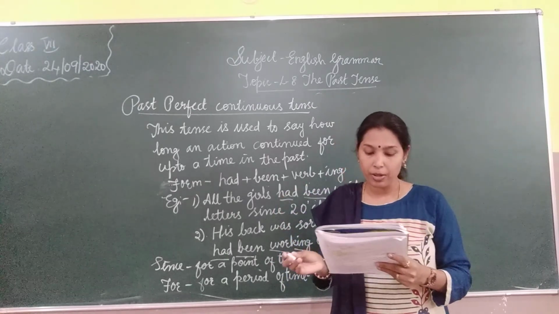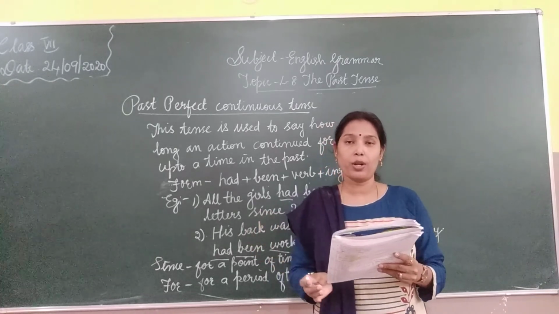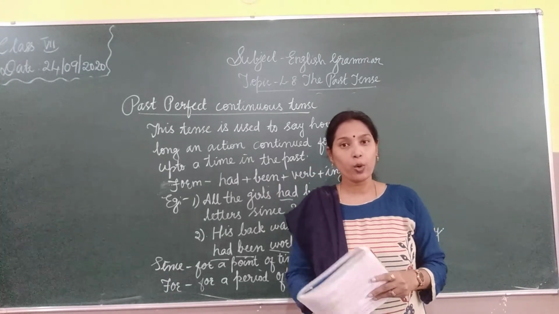And the past perfect continuous form is had plus been plus present participle of the verb plus ing. Okay children, I hope you all understood.